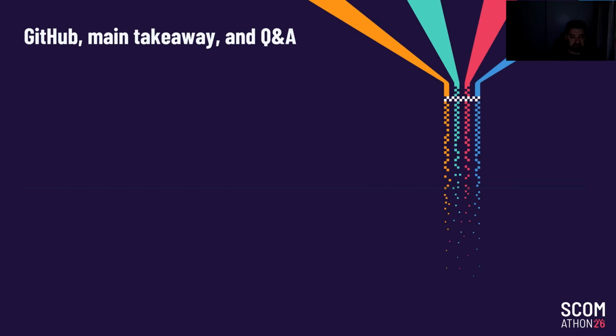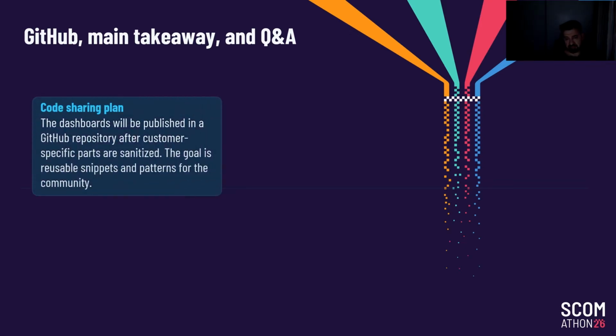And the last slide for today, let me close with GitHub, the main takeaway, and questions and answers. The code sharing plan is to publish the dashboards in a GitHub repository after customer-specific parts are sanitized. In this case, they are not customer-specific, but are specific to my demo environment. So I want to clean them up and then prepare them like a template, which you could use. The goal is to provide reusable snippets and patterns for the whole community to use.